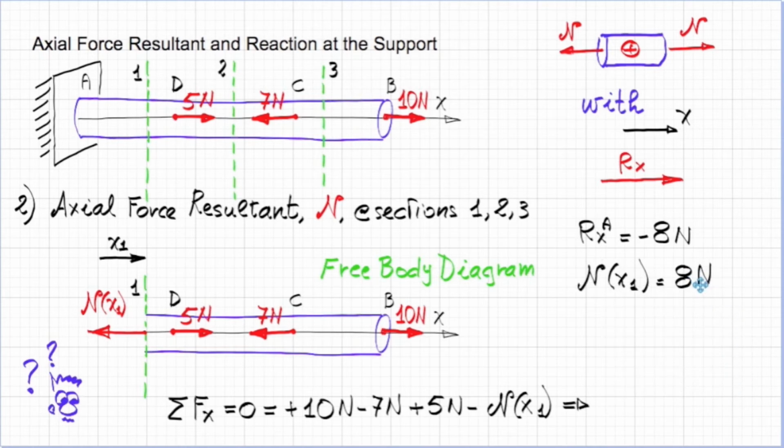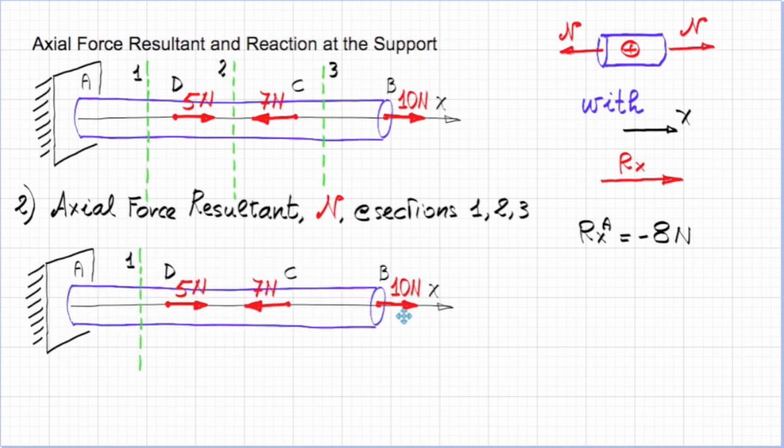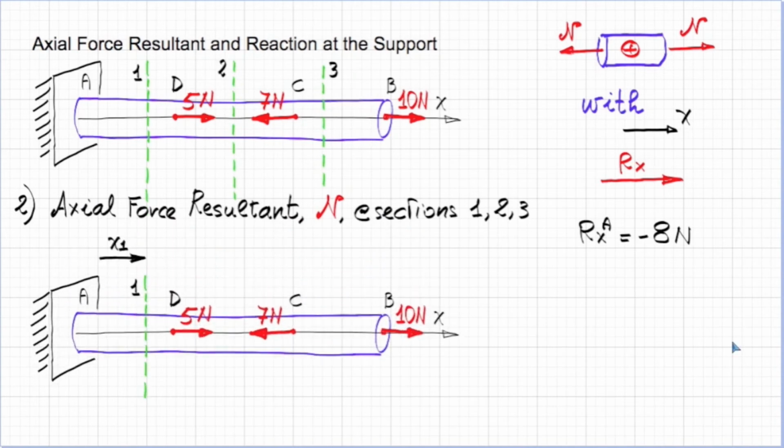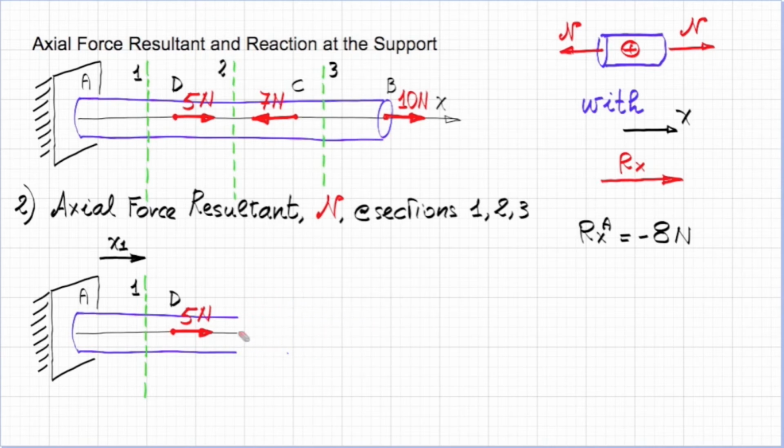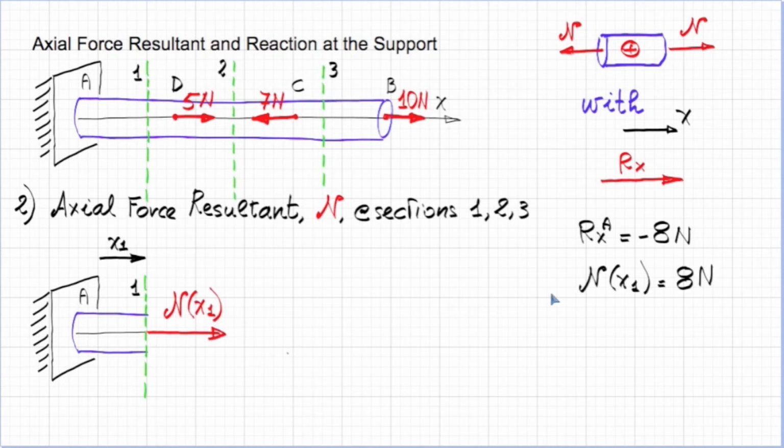Now, what would have happened if instead of choosing the right side of the bar to obtain N of x1, we had kept the left side of the bar? Let's say that we cut again at x1 and we get rid of everything and we keep the left side. So again, out of the section comes N of x1, the same N of x1 that we already found to be 8 newtons, but we don't know this yet. So how do we find it now? First of all, you see this part of the bar is attached to the wall.